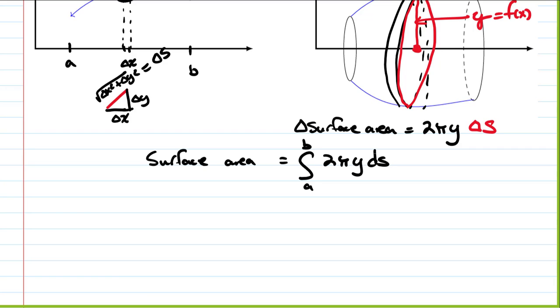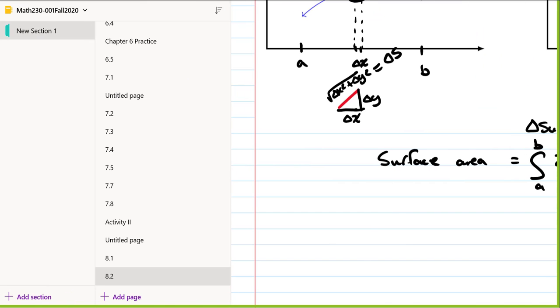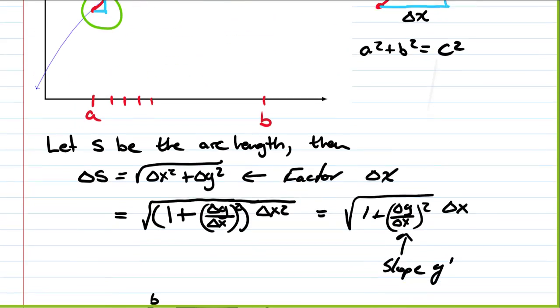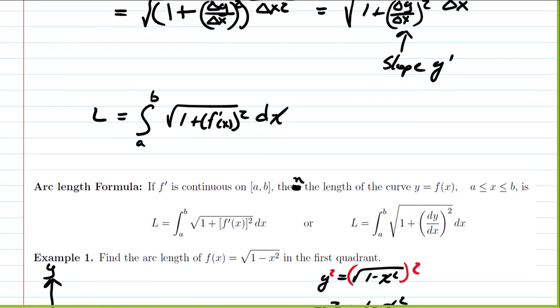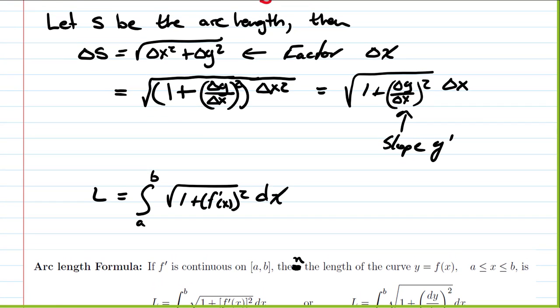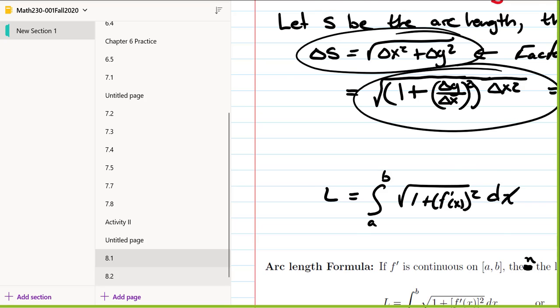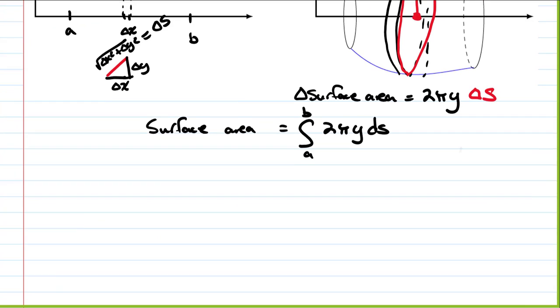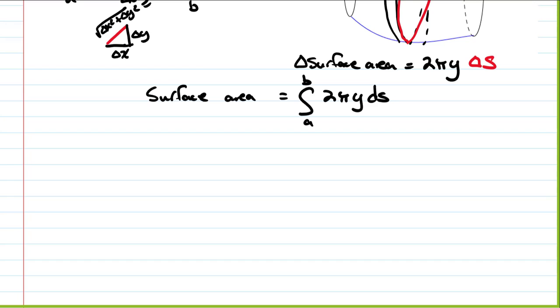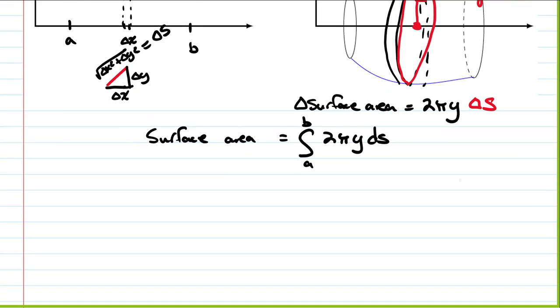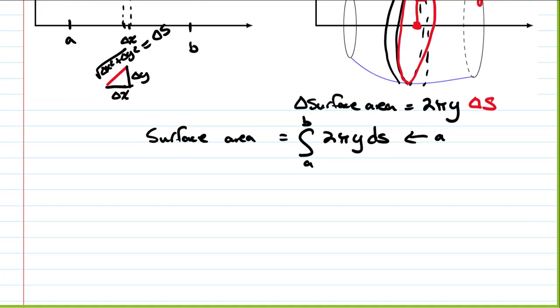Well, what was ds? We go back to our previous section when we solved for this whole thing. ds is what we came up with right here. So this piece, or more specifically this piece, which we wrote when we were calculating the arc length, is our ds. So we get our surface area is equal to this when we're rotating about the x-axis.